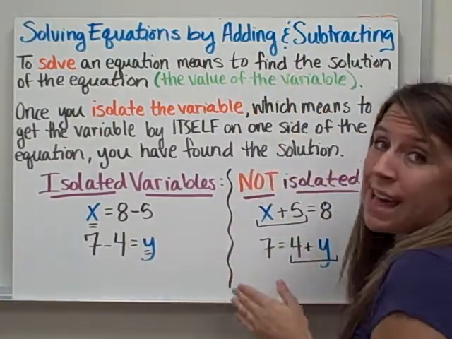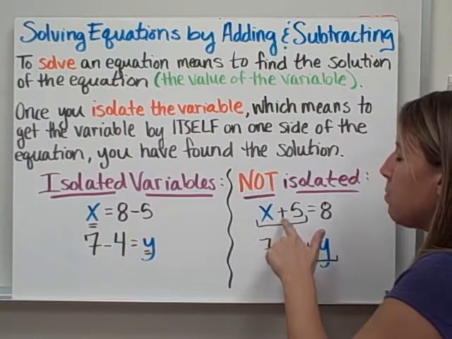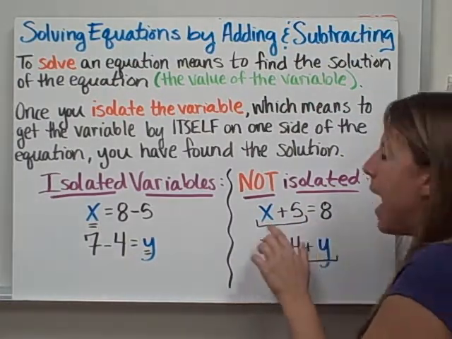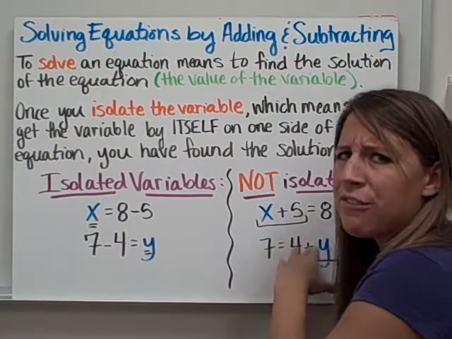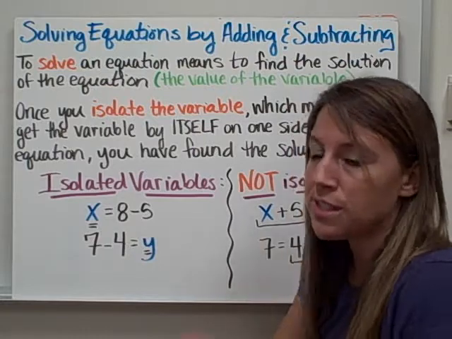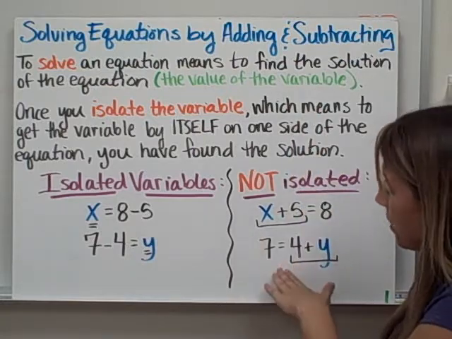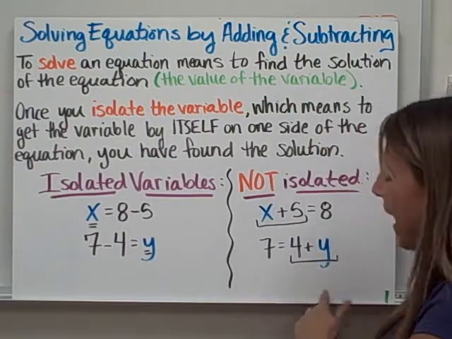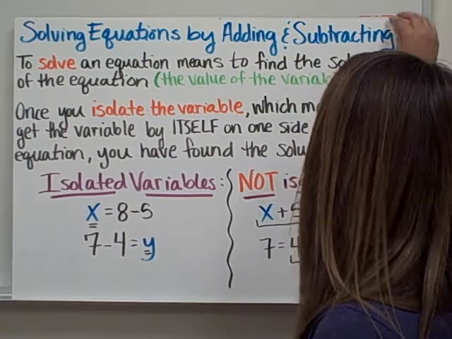These variables are not isolated. You can see that x plus 5 is on one side of the equation and 8 is on the other. X is not by itself. It's being added to 5 here, so it's not isolated. So at this point, you would not have the solution to the equation. Here as well, 4 plus y. Y is not by itself. Y is not isolated.